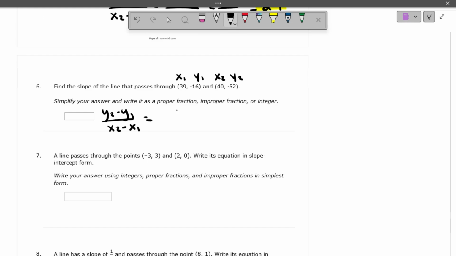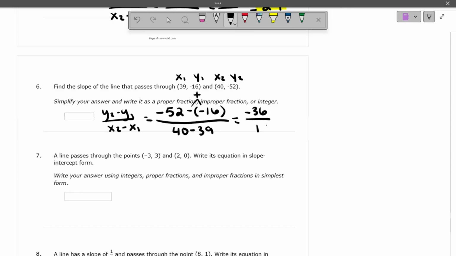You always want to make sure that your x1 and y1 are from that same pair. So our y2 looks like it is a negative 52, minus y1 is a negative 16. So we've got a lot of negatives here. So 40 is our x2, minus 39 is our x1. So negative 52 minus a negative 16, that minus turns into a plus. So we actually have negative 52 plus 16 here, which will work itself out to be a negative 36, divided by 40 minus 39 is a nice even 1. So simplifying that down, we get a slope of negative 36.